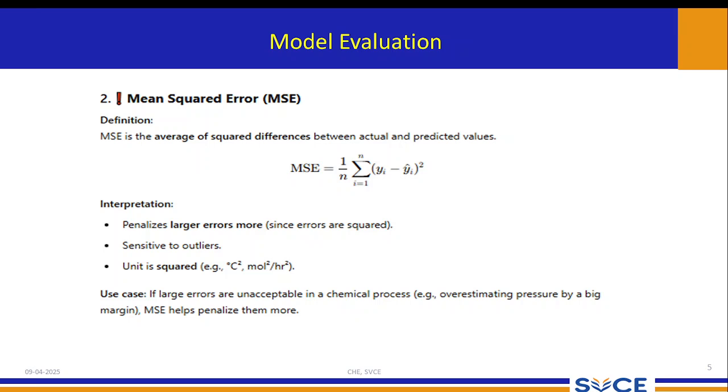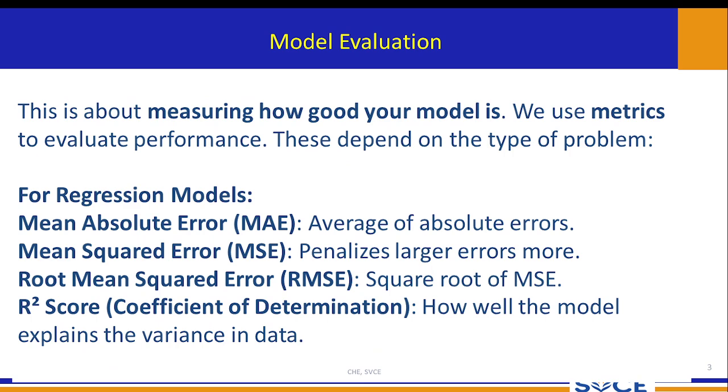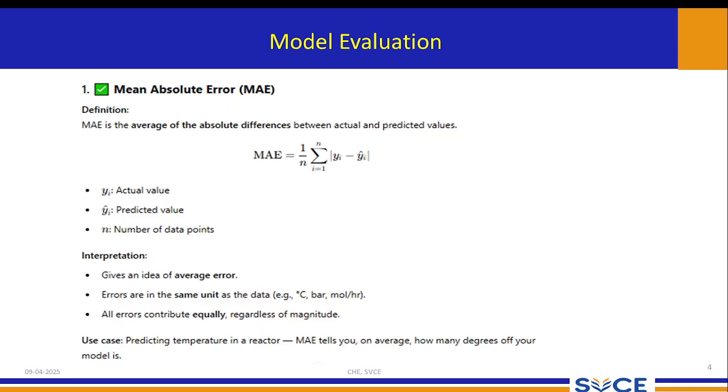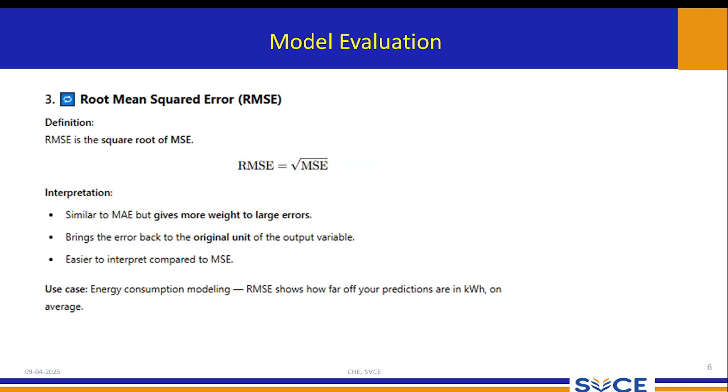So we have seen two types of error metrics for regression: one is mean absolute error, the other is mean square error. So MAE and MSE are important.